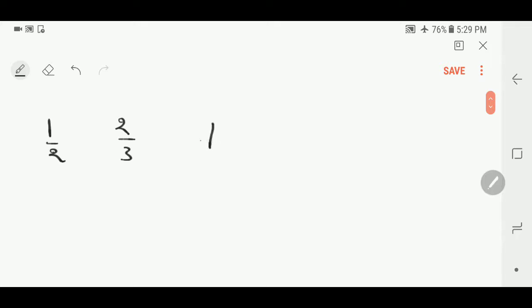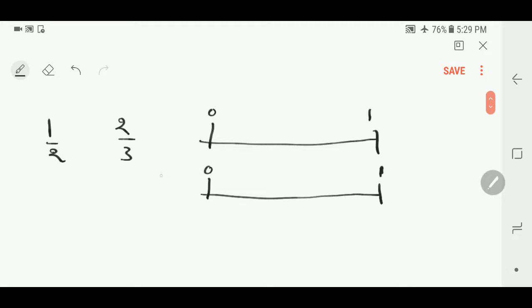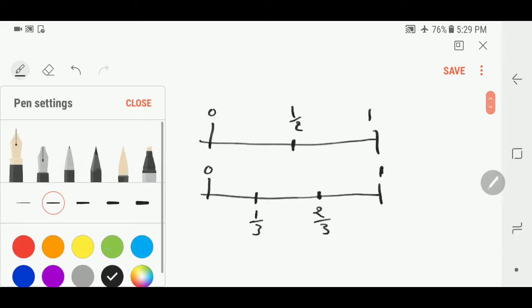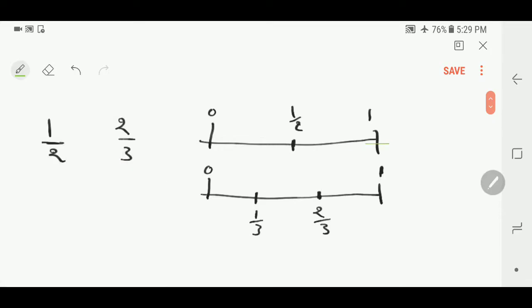We learned from the line segment, if we use the same line segment, this is like 1 meter or 1 unit, basically, from 0 to 1. So if we cut it in half, this is 1/2. And then if we cut it into 3 pieces, it's like this: 1, 2, and 3. 1/3, 2/3.